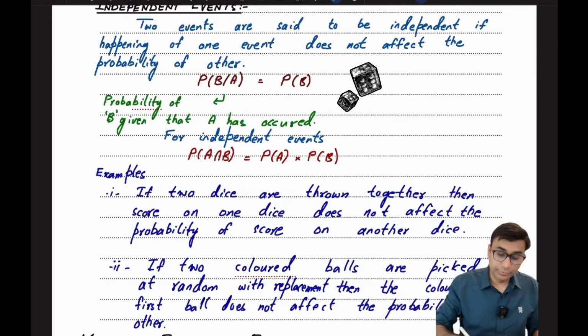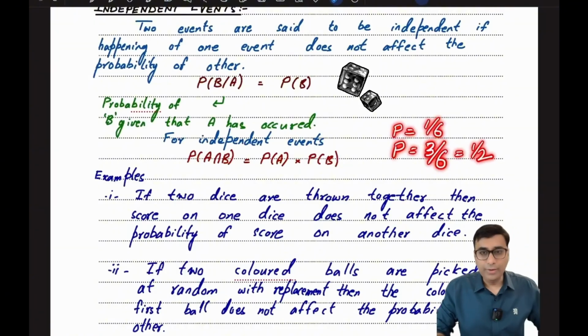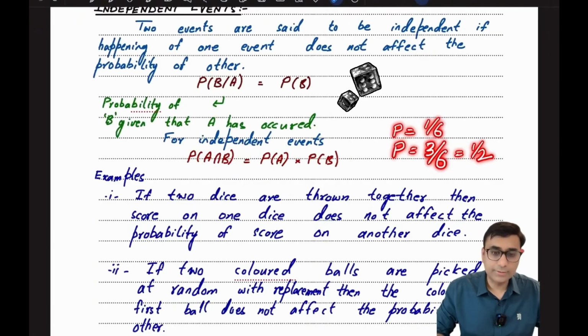So if you're throwing two dice and you know that the probability of getting a 6 on one dice is 1 by 6 and the probability of getting an even number on the other dice is 3 upon 6, which can be simplified as 1 upon 2. Now if I want to calculate the probability that the score on one dice is 6 and the score on the other dice is even, then I can simply multiply these probabilities and I get the probability of A intersection B.